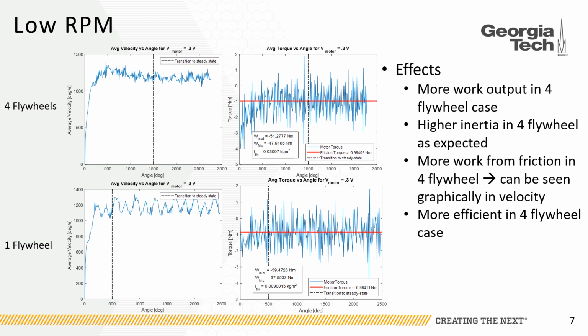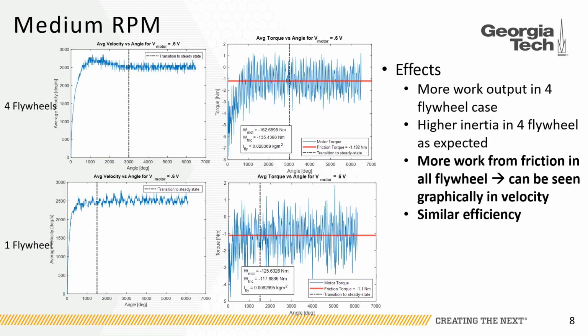In the 4-flywheel case, we believe that it's more efficient because the difference in work of the motor and the work of friction is larger than in the case for 1-flywheel. Moving to medium RPM, everything had stayed the same aside from the work from friction. There was more work from friction in the all-flywheel case, or the 4-flywheel case, and that can be seen in the graphic for velocity as well. And this time, instead of having a difference in efficiency, they were pretty similar between the 4 and 1-flywheel.